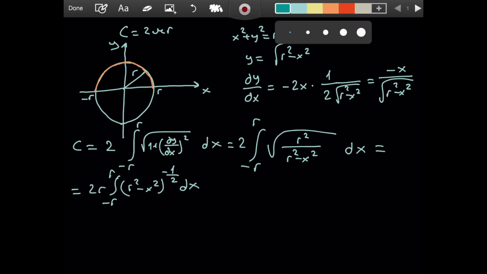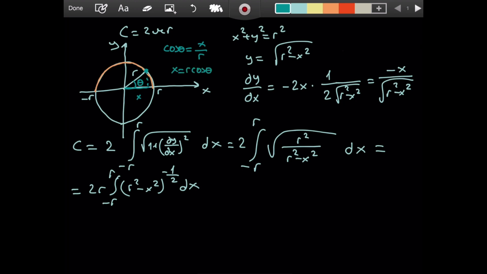And that substitution is a trig substitution. For that, I will say that if we were at this point, this would be x. And I can define this angle to be theta. Now, what is cosine of theta? Cosine of theta, that is x over r. So x is just r cosine of theta. And if I take the differential on both sides, it says that dx is equal to negative r sine of theta d theta, right? Because the derivative of cosine is negative sine.